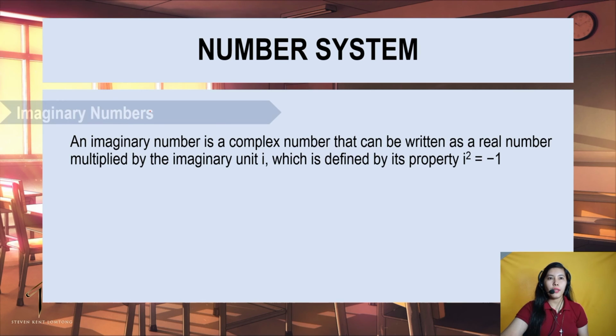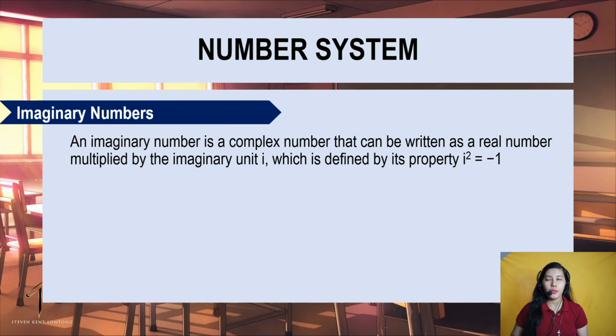So, we also have an imaginary number. It is a complex number that can be written as a real number multiplied by the imaginary unit i, which is defined by its property: i squared is equal to negative 1. So if we have i raised to 3, that is equal to i multiplied by i squared. But since i squared is equal to negative 1, this will be i multiplied by negative 1. So i cubed is equal to negative i.